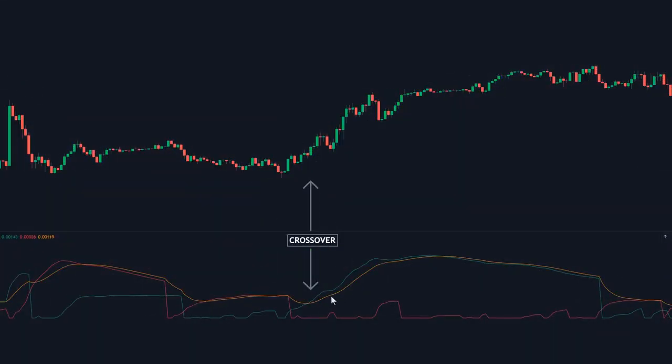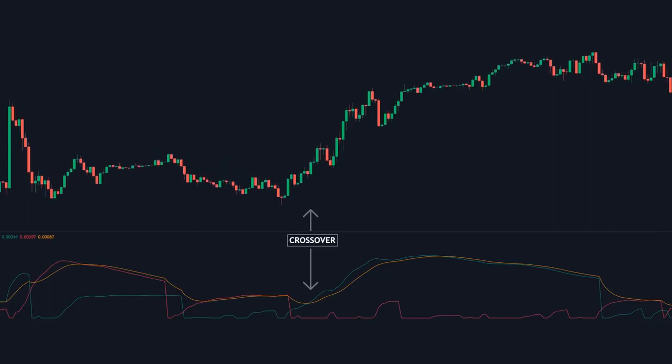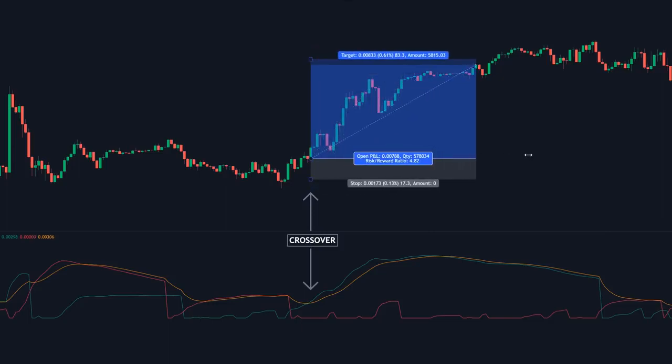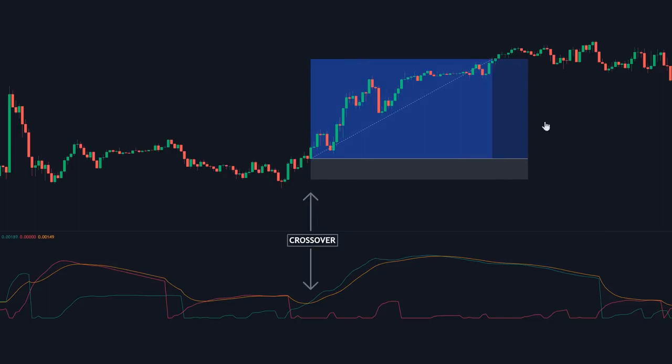Now, what is the purpose of the signal line? Well, the signal line provides a more refined interpretation of this indicator. It can be used in several ways, including as a filter to reduce the signals generated by the crosses between the bullish and the bearish components. Traders may consider entering a position when the bullish or bearish component crosses over the signal line, as this can help confirm the trend's direction.